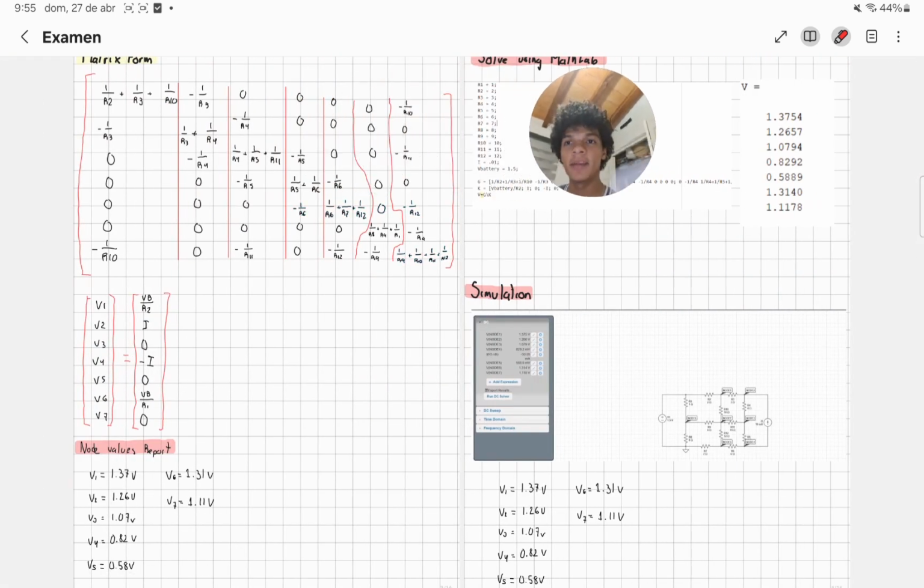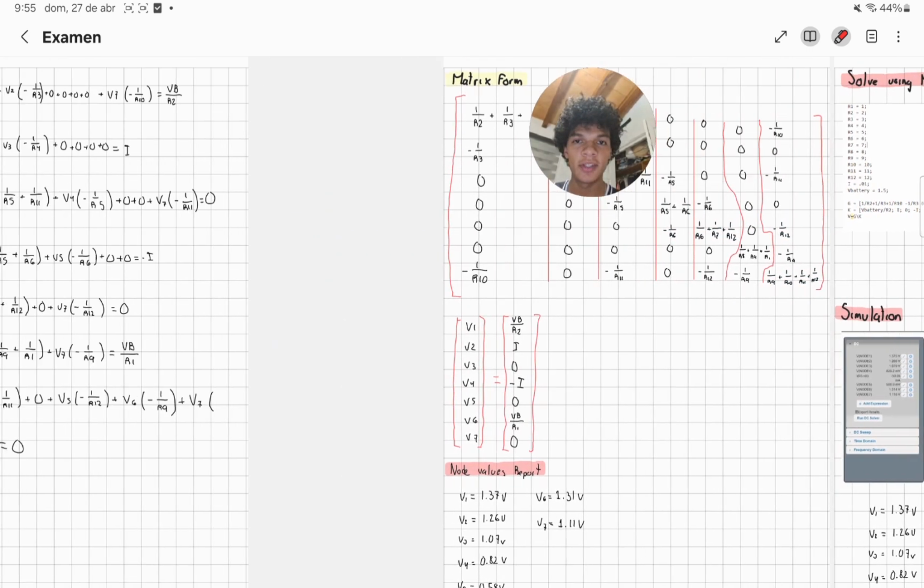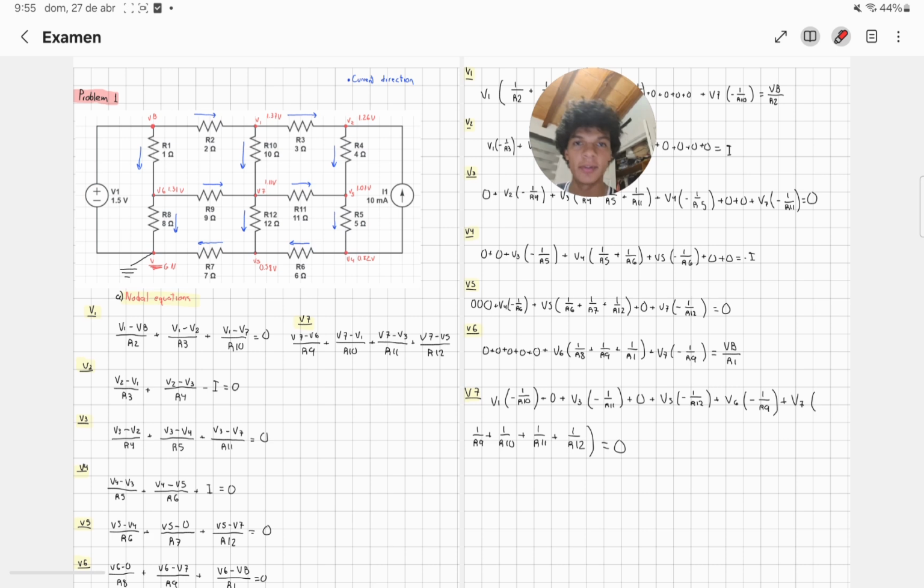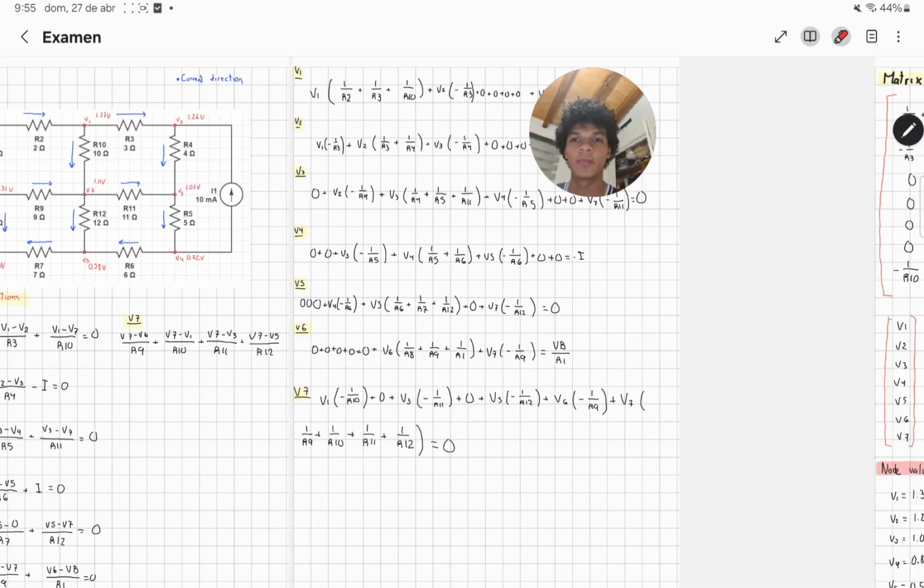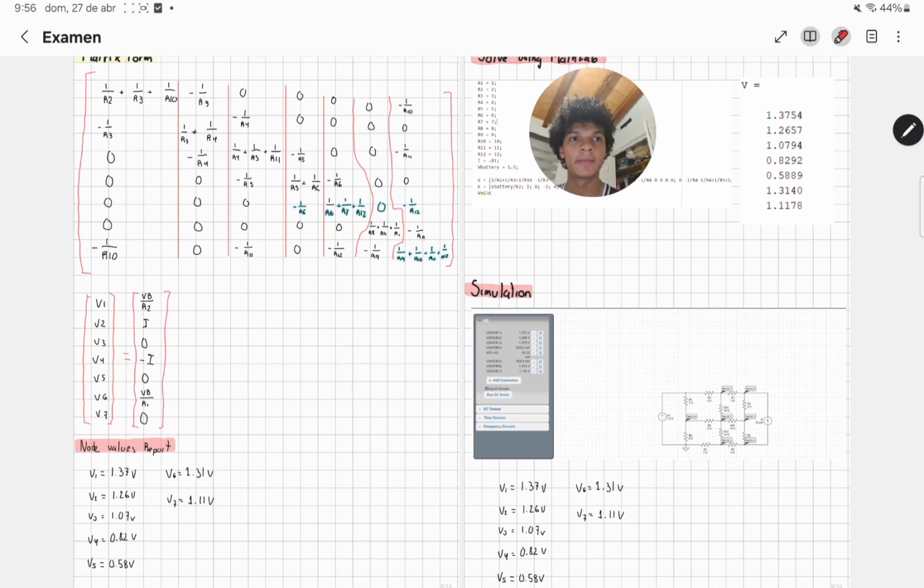The next step is doing the matrix form. Using the previous equations we did, we put them in matrix form. So this is the matrix, and we first put the first matrix, then the second one that comes with the values and the results that come also from the equations that we previously made.